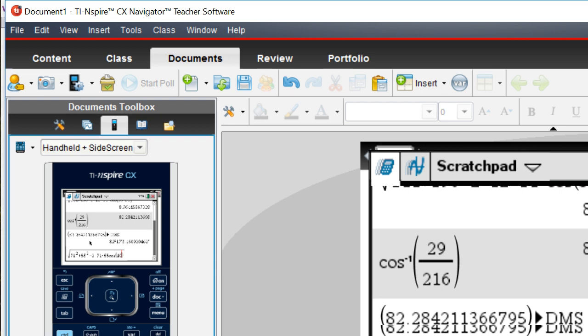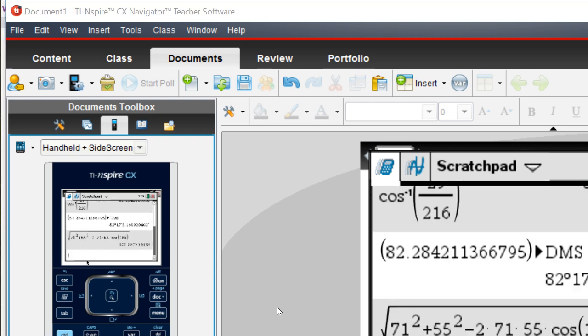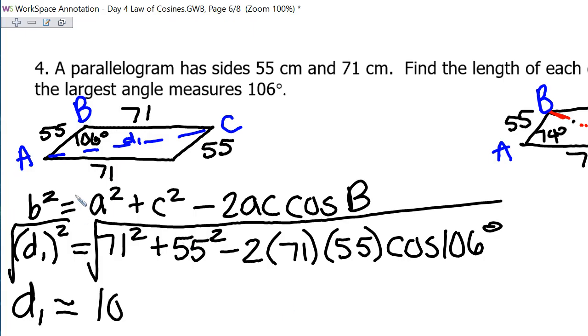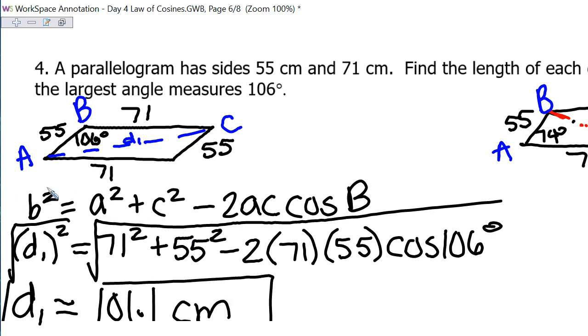Okay, so for diagonal 1, what did you get for diagonal 1 to the nearest tenth? 101.1. Yes, I agree, 101.1 centimeters. Okay, now we need to do the same process for the second one.